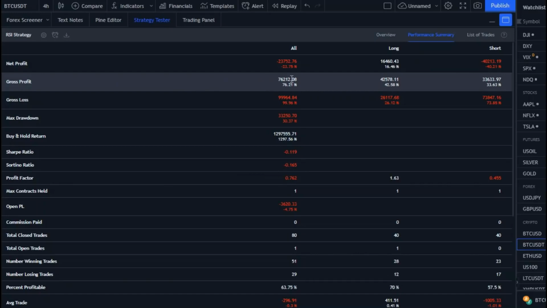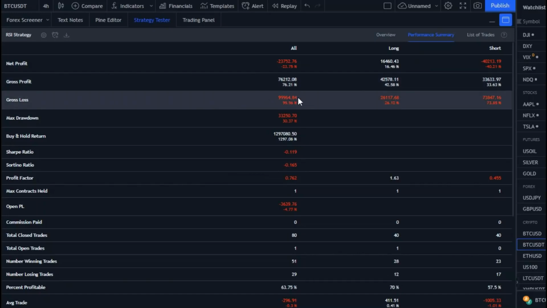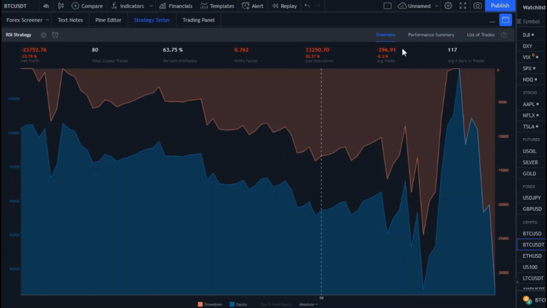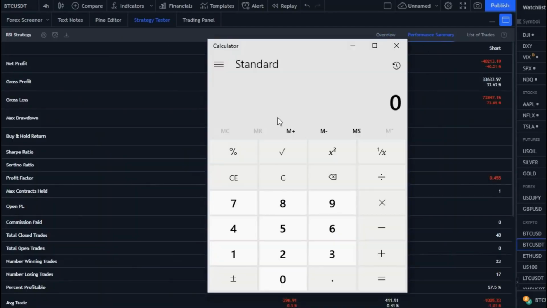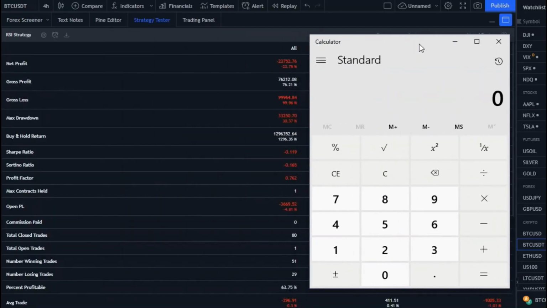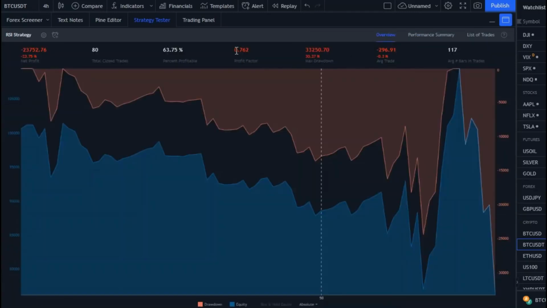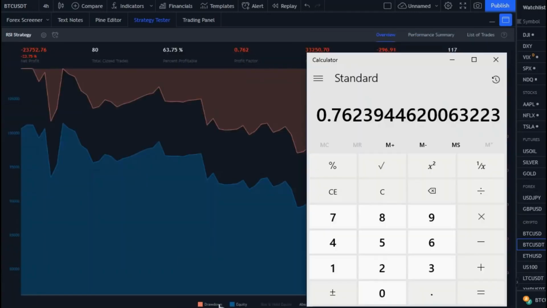Okay, so we're going to do the division, and we're going to divide gross profit by gross loss to get the profit factor. Well, let's divide 76,000, which is the gross profit, by 99,000, which is the gross loss, and see the results. As you can see, the result was 0.762, which is the same as the output here, which is the profit factor.